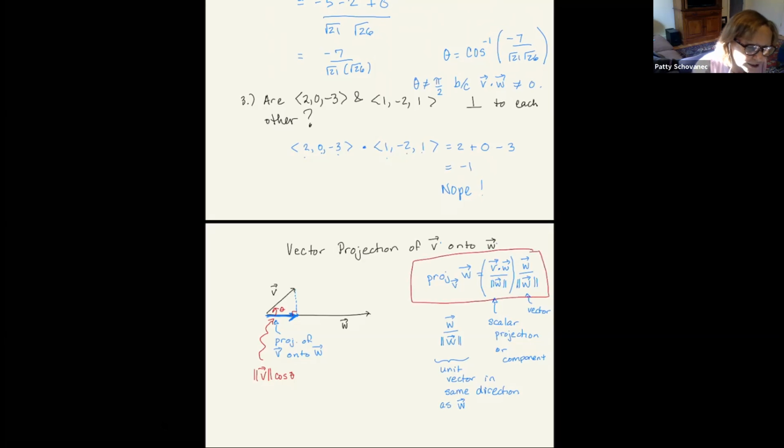We use projections a lot in engineering and in physics. I may have written this backwards. Projection of V onto, I think I want the W down here. I think I've written it backwards. Let me take a quick peek in the book. Yeah, I did write that backwards.